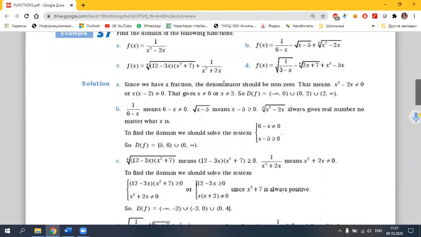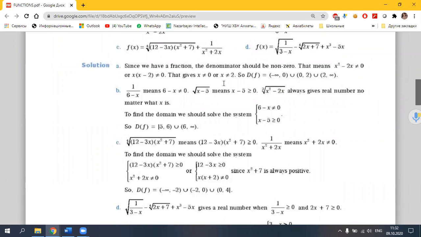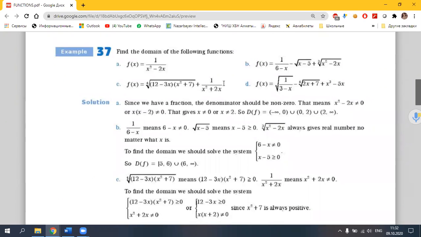Find the domain of the following functions. Мысалы, C. C-ді қарасақ, төрт түбір астында екі көп мүше. Two polynomials көбейтілген. Plus a fraction, бөлшек. Енді бұл жерде бірден қарайтын нәрселерің түбір мен жаңағы бөлшектің бөлімі нөлге тең болмау керек дегенді айтуымыз керек.